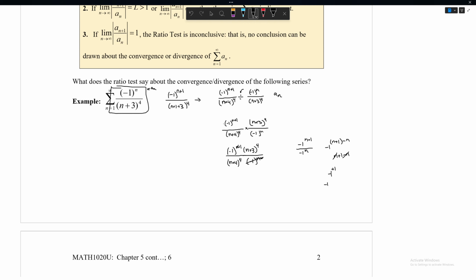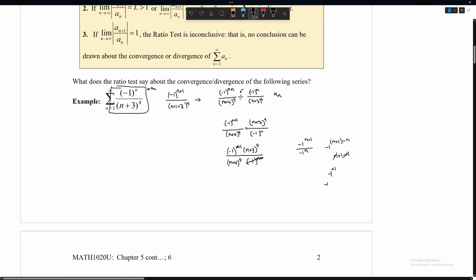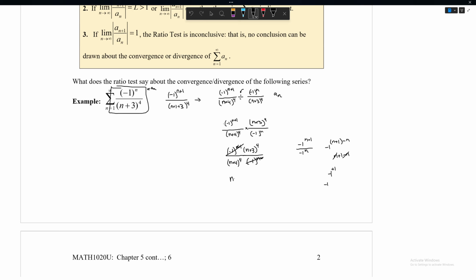I'll get negative 1 to the 1. But as you can see, I'm taking the absolute, so this negative 1 doesn't do anything because I'm taking the absolute anyway. So it just all goes away. And so what I'll get is (n plus 3) to the 4 and (n plus 4) to the 4. Now, since both of these are raised to the 4, you can rewrite it as n plus 3 over n plus 4, all to the 4. Okay? And so now you can take your limit.